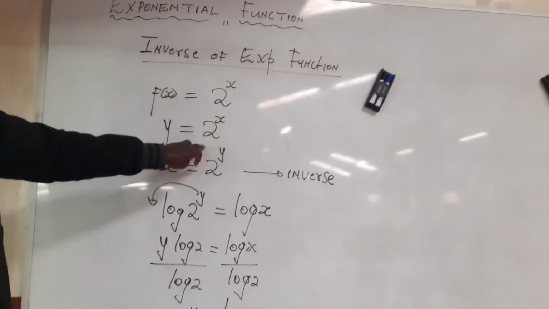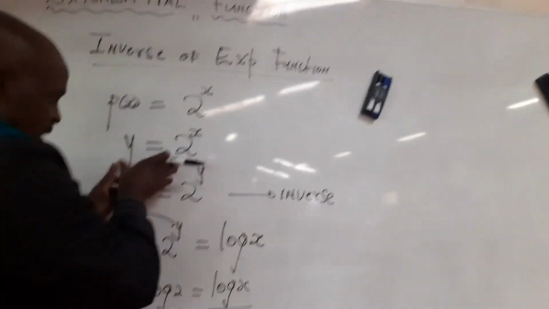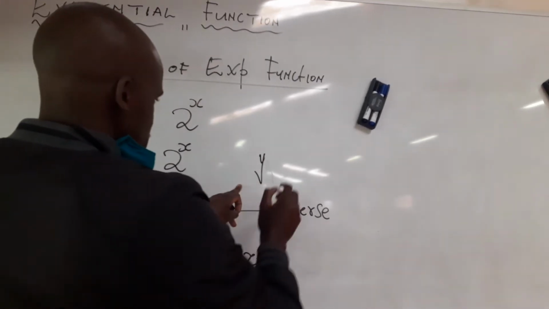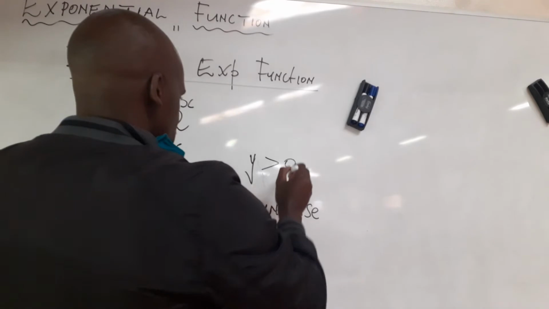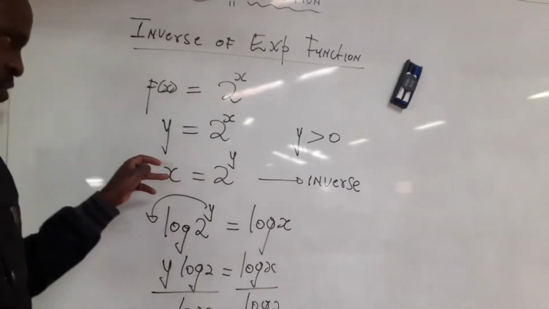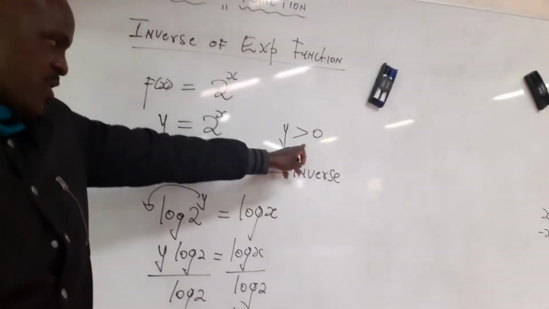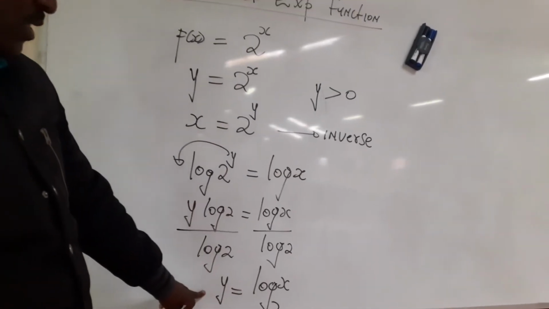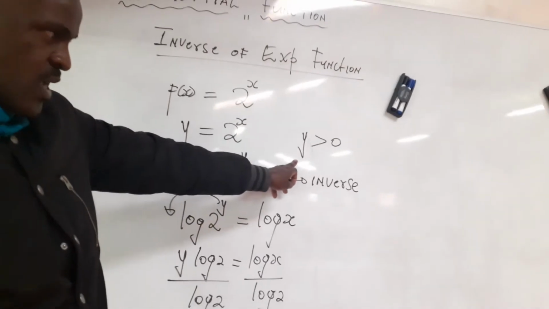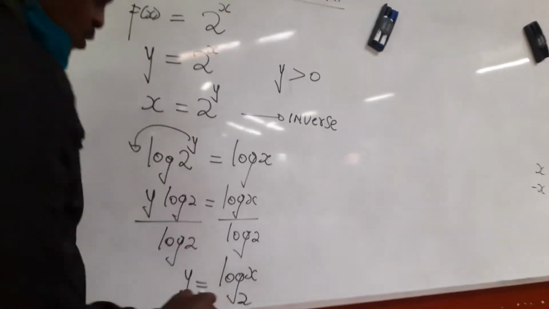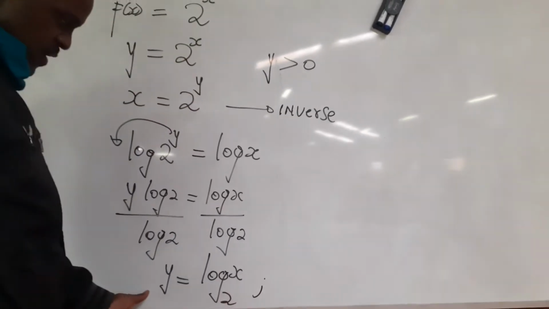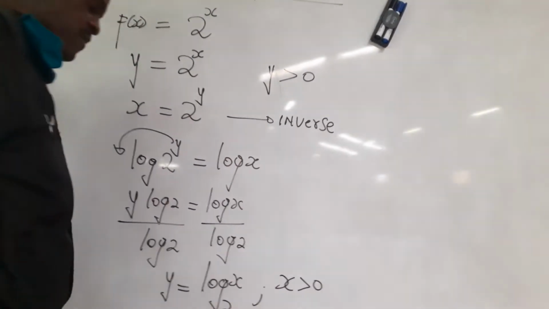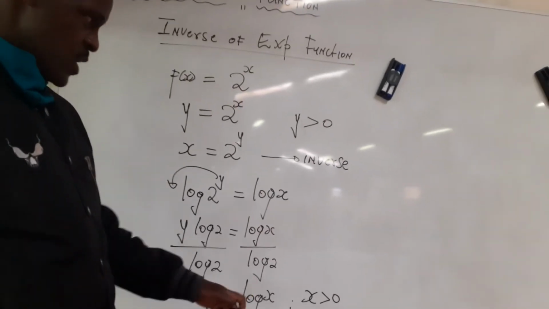Right here, remember that our x here must be greater than 0. For this to exist, x must be greater than 0. So since this is the inverse, for the inverse equation, x must be positive, like that. x must be positive.